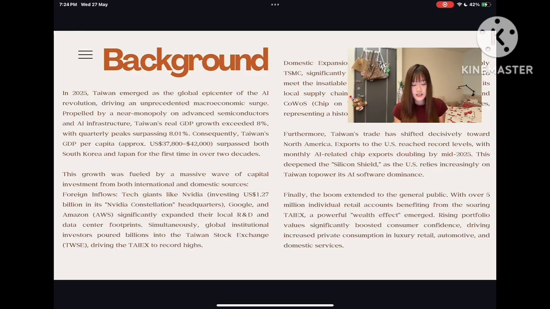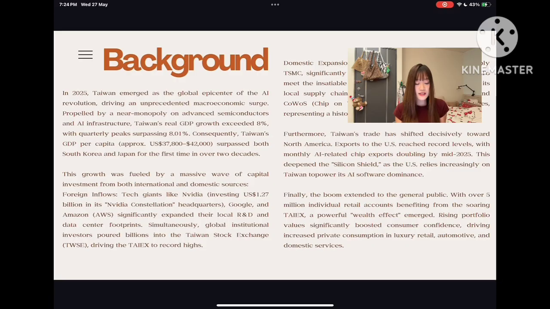For the domestic expansion, leading domestic firms, most notably TSMC, significantly accelerated their capital expenditures. To meet the insatiable global demand for AI chips, TSMC and its local supply chain invested heavily in advanced 2nm and CoWoS packaging facilities, representing a historic peak in domestic private investment.